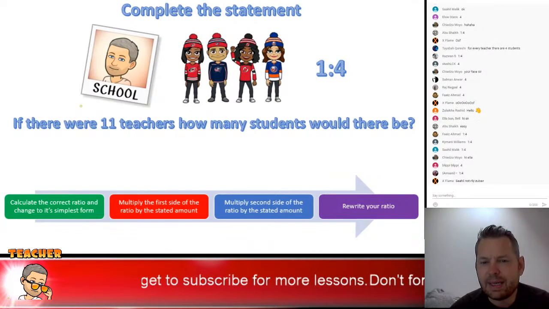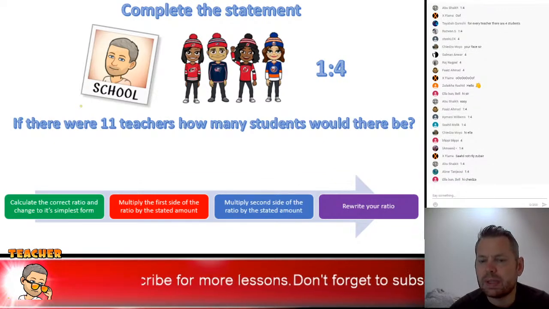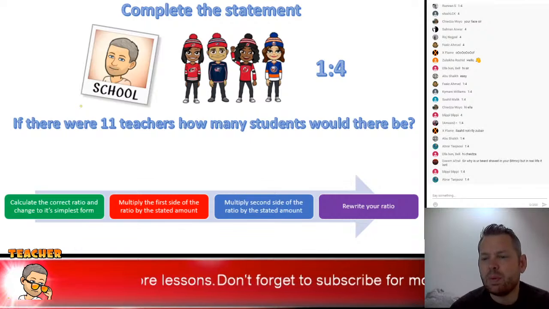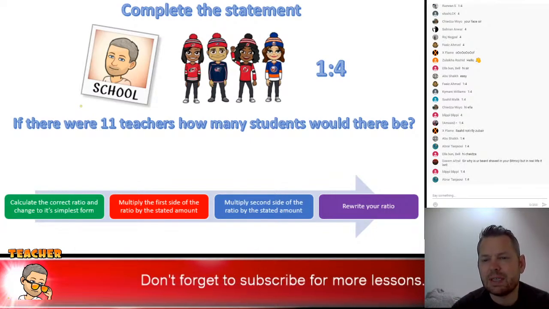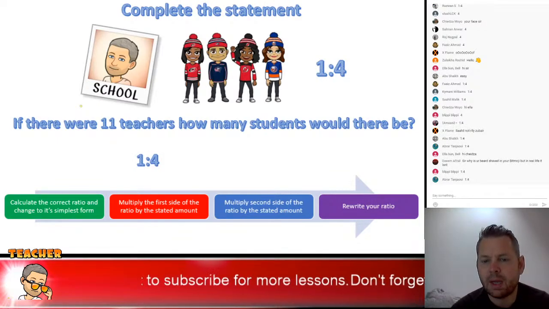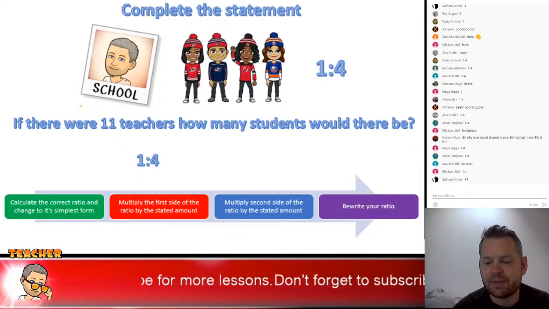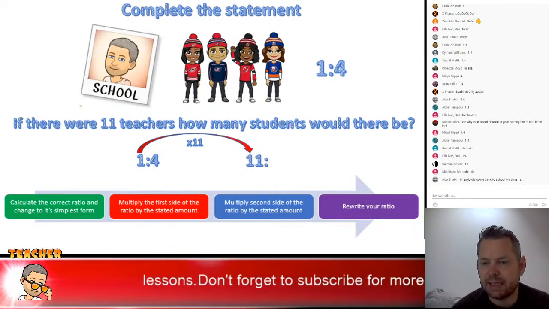Now the next step, it says if there were 11 teachers, how many students would there be? So we now need to work out how we would find out how many students there would be if there were 11 teachers. So we take our ratio, which is 1 to 4, and we're going to multiply our teachers by 11, because that's what it's saying. We've got 11 teachers.